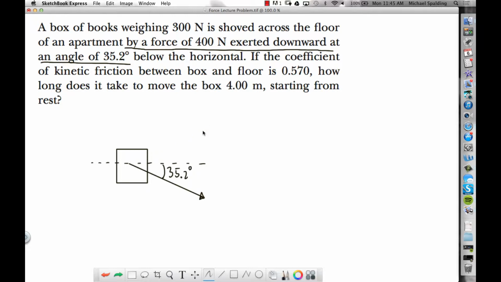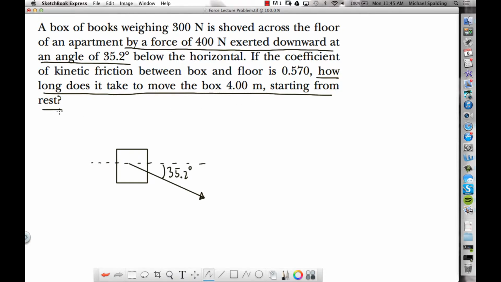All right, so what I want you guys to do, I'm going to give you 6 or 7 minutes, and I want you to do the 3 steps. Step 1, draw a free body diagram, which I've already started for you here. Step 2, sum the forces in the x and y direction. And then step 3, solve the problem. Let me say one other thing here. The question says: how long does it take to move the box 4 meters starting from rest?